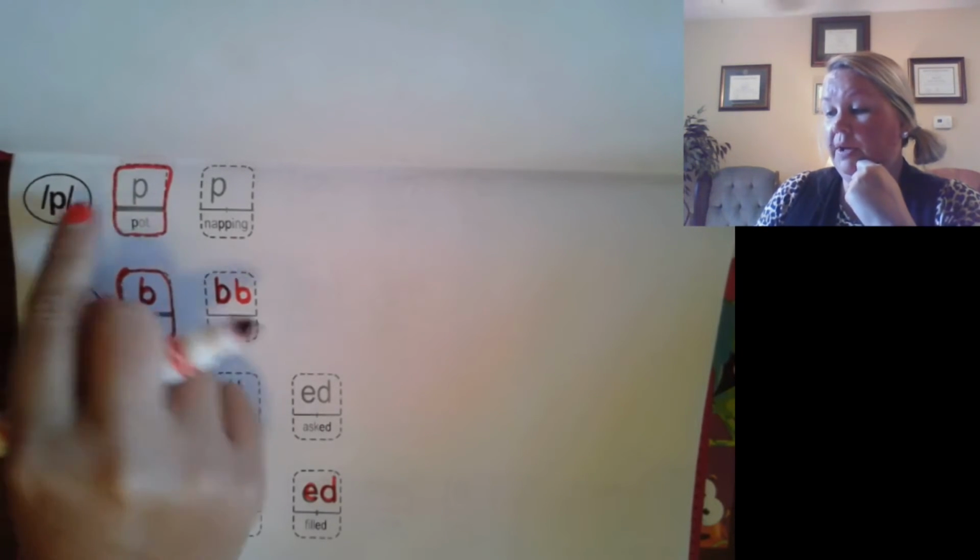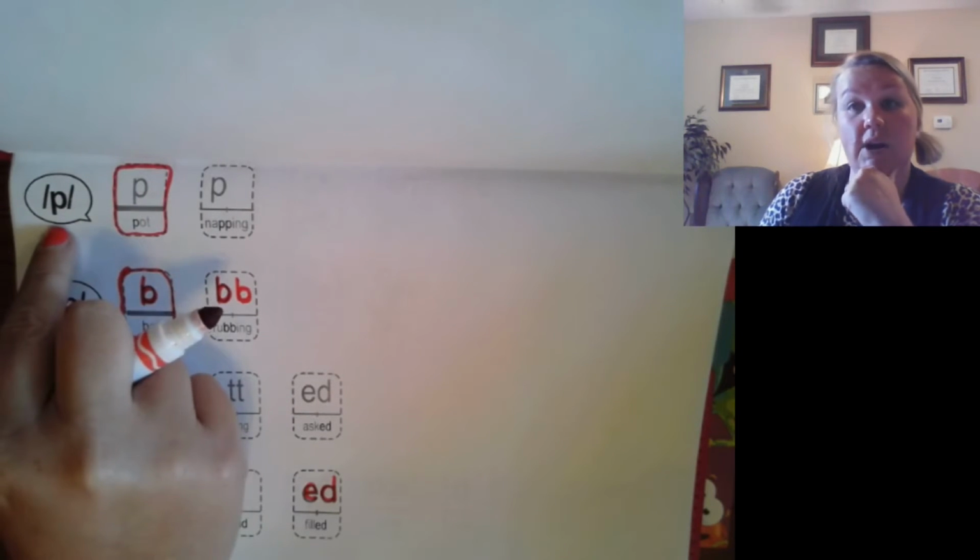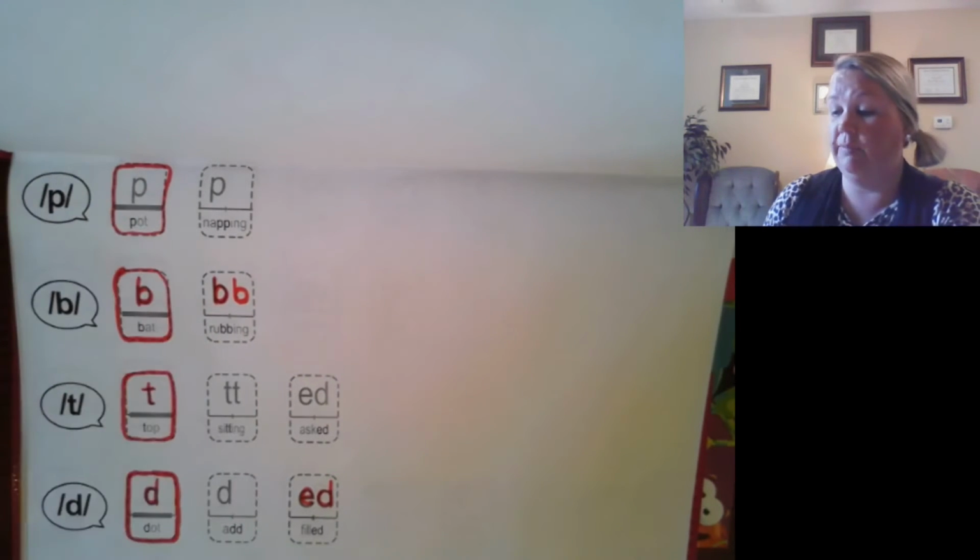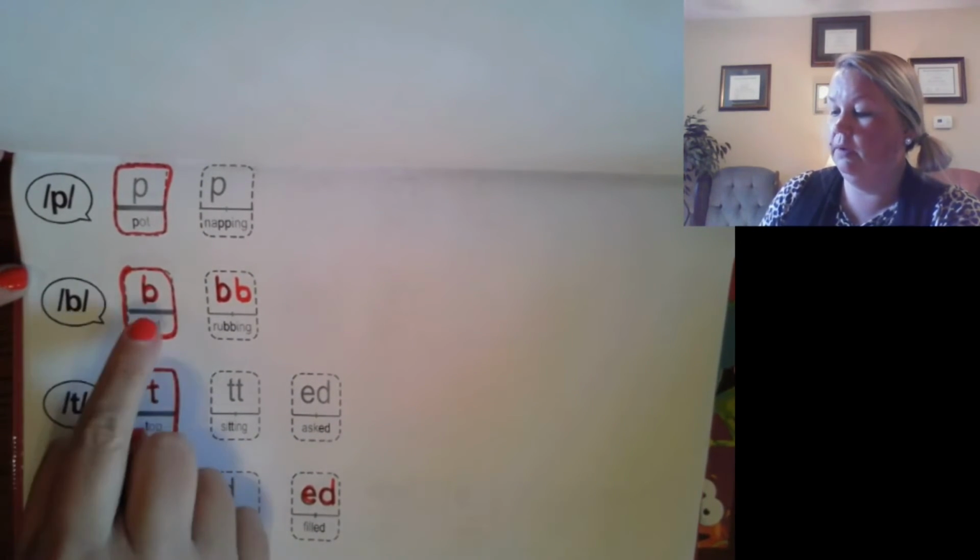So I'm going to do this one as an example, and we'll redo it together. Here we go. P, pot. All right, now let's do it all together, and the rest of them we will do all together from here on. Ready? P, pot. B, bat. T, top. D, dot. Very good. Turn the page. This is one that has two spellings. Okay. C, cat. K, kid. G, gift. CH, chin. Those are the ones we know on this page.